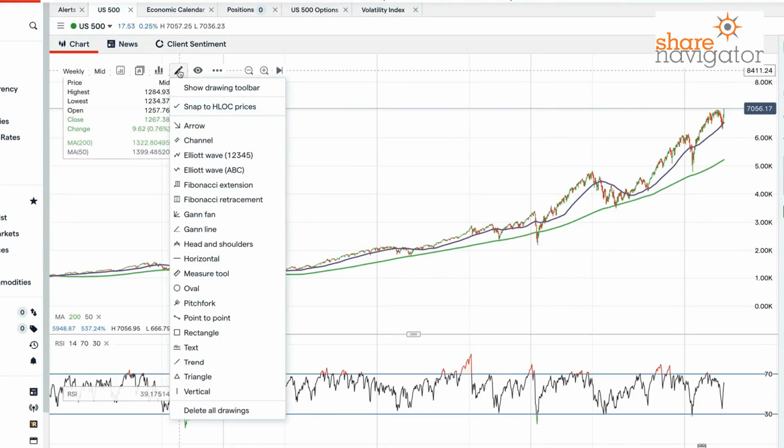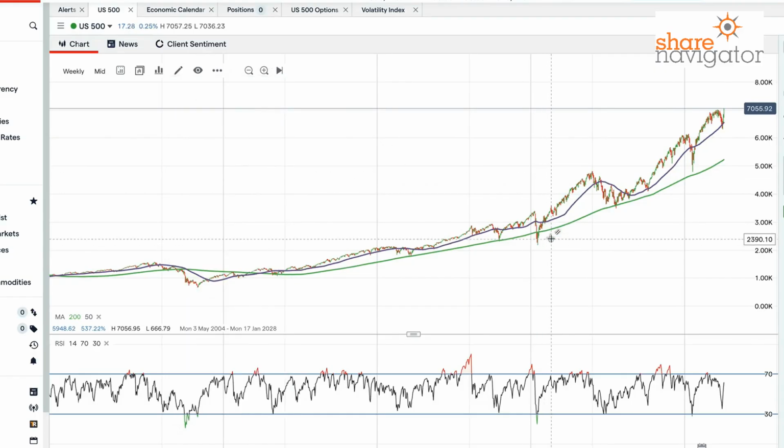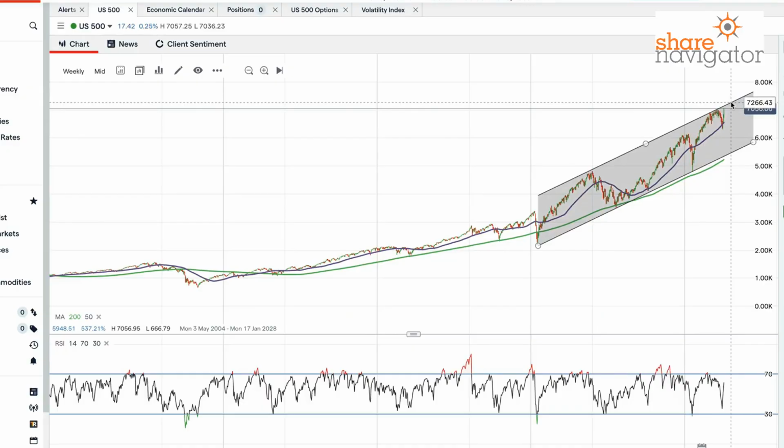All you do is click on, again, the pencil icon, and click on the channel. You start at your bottom left here, where the start of your uptrend begins, let's say. Then you draw a line all the way up, drag it all the way up to here, and click again. Then you drag it up to see, can you join the tops here? You can see that's a very clear up channel.